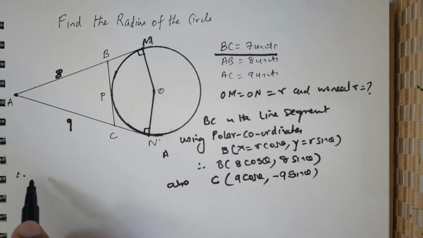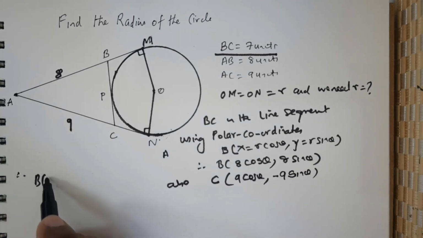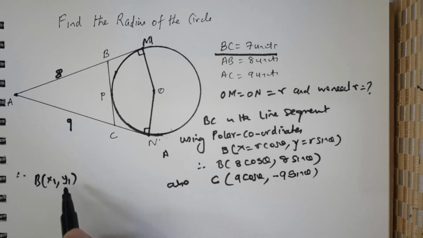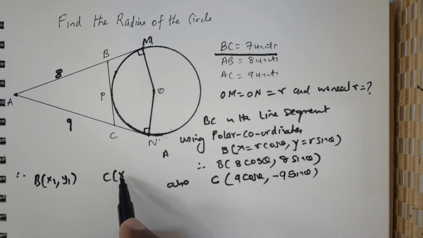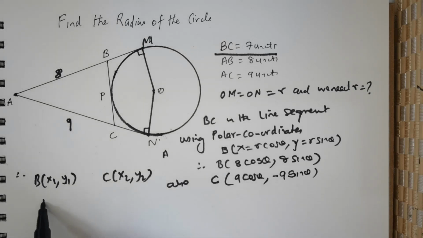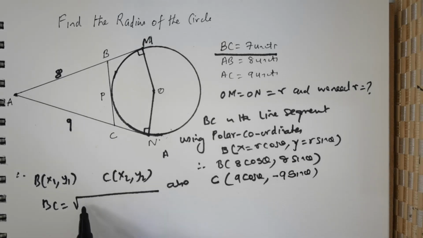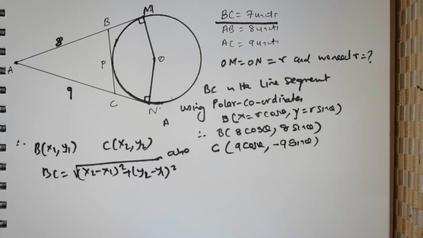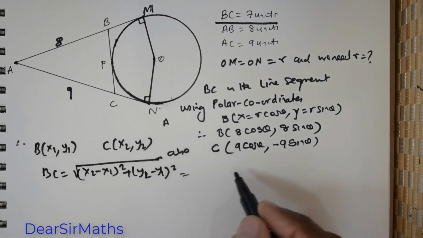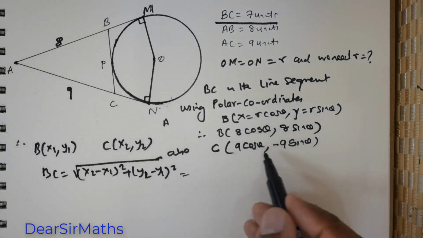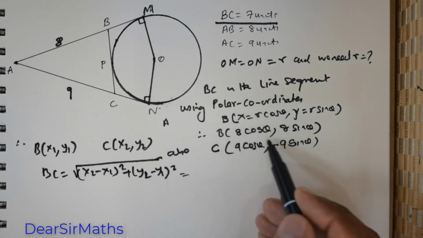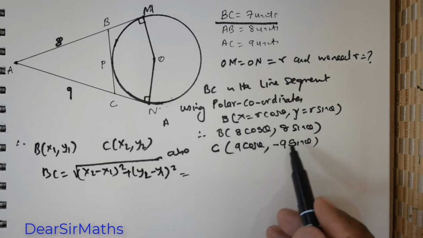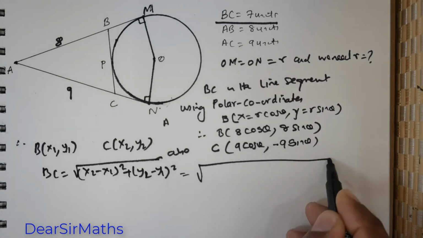So, therefore, if I have B to be as x1 and y1 and C to be as x2, y2, BC is going to be root of (x2 negative x1) raised to the power of 2 positive (y2 negative y1) raised to the power of 2. Right? That's a formula. So, this is going to be equal to, what is my B? B is my x1 and y1, and x2 and y2. So, just substitute that.